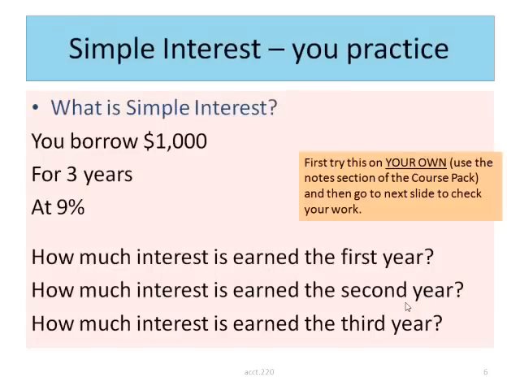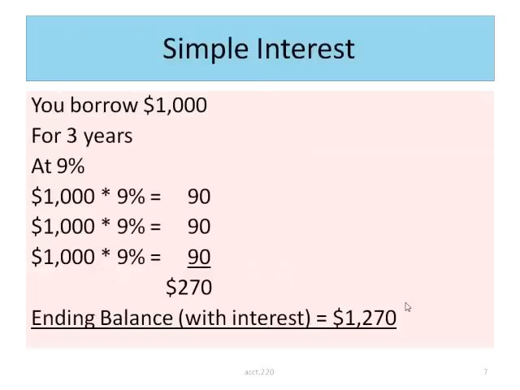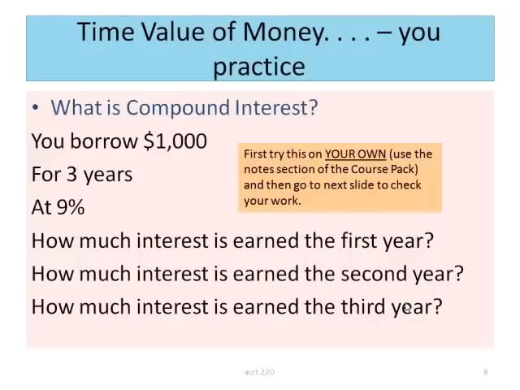So let's practice. You guys come up with this one. I'll give you a sec to do this. All right. So again, simple interest, 9% a year, $90 the first year, $90 the second year, $90 the third year. You owe $270. Interest plus your principal is $1,270. But of course, we're not going to do simple interest. And honestly, simple interest doesn't make sense. So we're going to do compound interest.